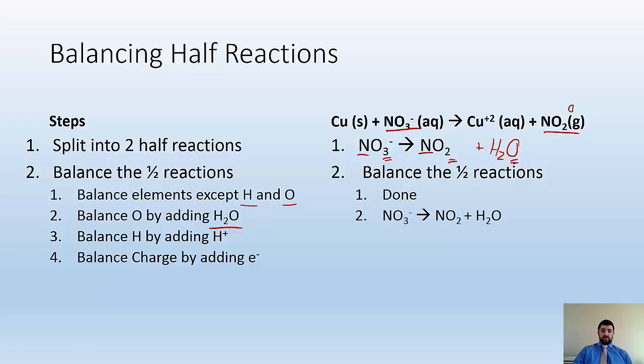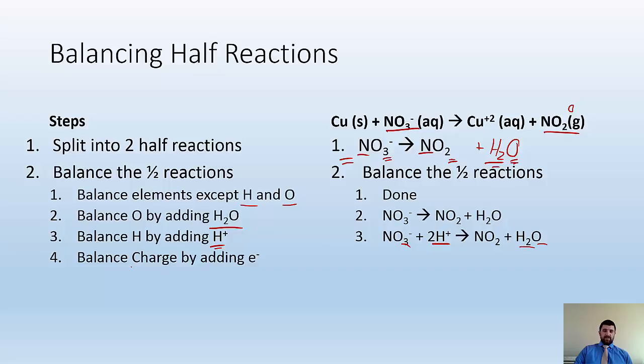So now I fixed oxygen, but I messed up the hydrogen because now I've got 2 hydrogens on the right side and I've got none on the left side. So how am I going to fix that? I'm going to add H plus to the side that I need it. So I need them on the left side here. So I'm going to add 2 H pluses so that the hydrogens balance out. I've got 2 H's, I've got 2 H's, I've got O, I've got O.